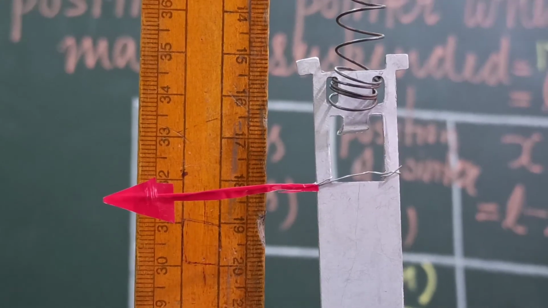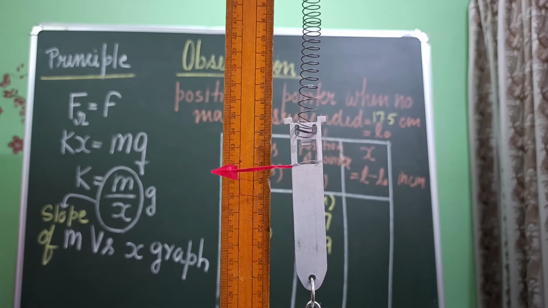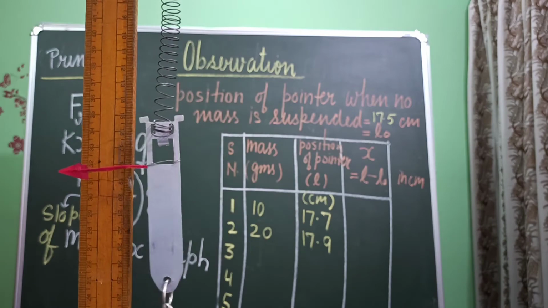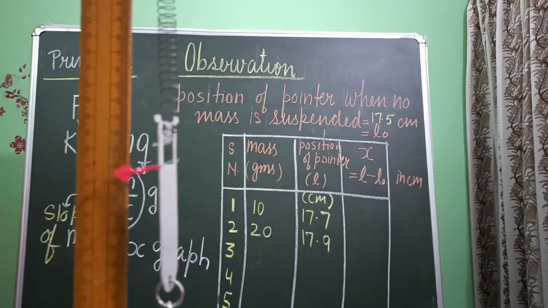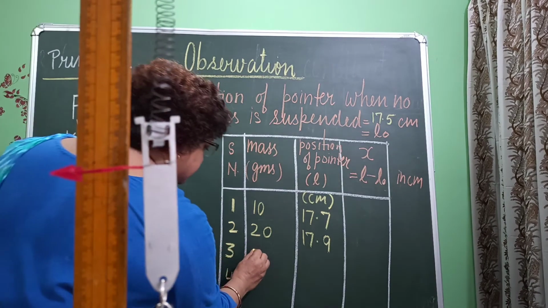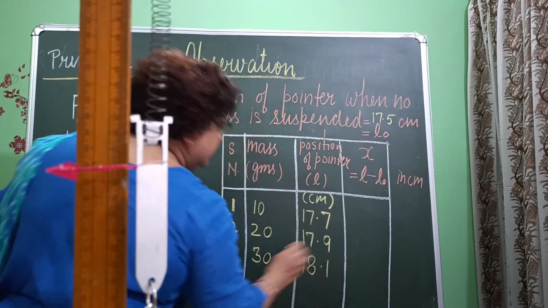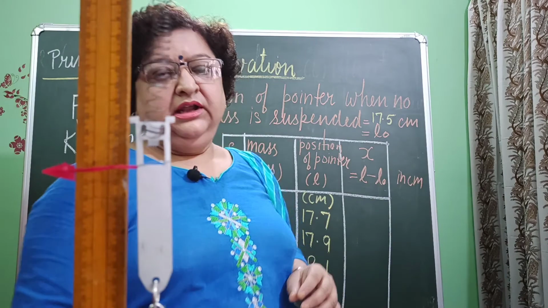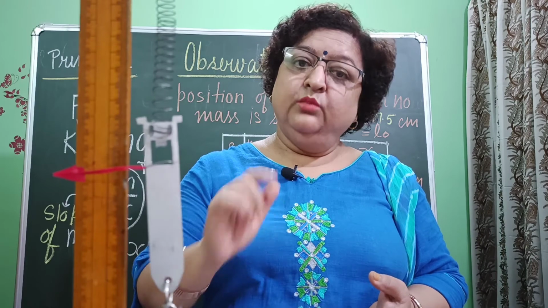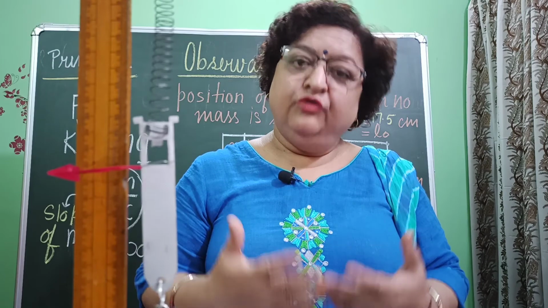So let me focus on the observation table again and I should keep this aside, and now you note down the new readings, that is 30 grams and 18.1 centimeters. Now I'll keep 30 gram is there. I'll place one more 20 gram here so that the next mass is 40 grams.